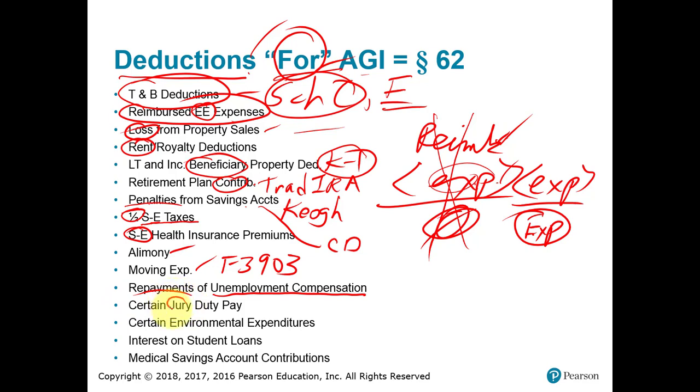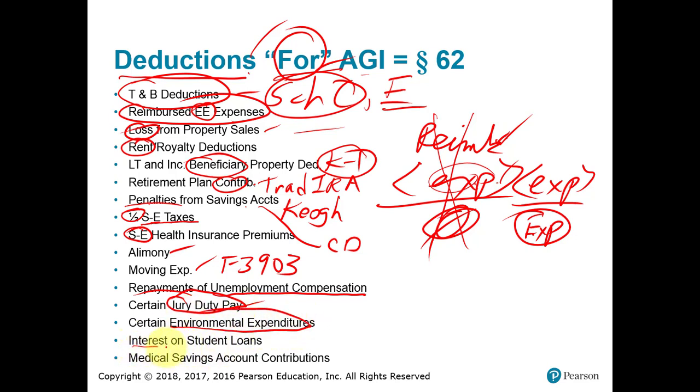Jury duty pay, taxable. If you have to pay it back to your employer because it's still going to pay you your regular salary or wage, you get to deduct that payment of the jury duty paid back to your employer. I'm not too clear about this one. I think it may be business related.